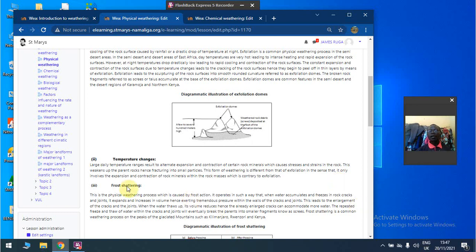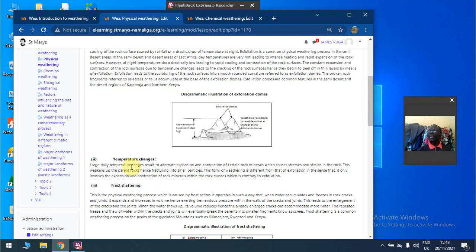The second type of physical weathering is what we call temperature changes. This time around, unlike in exfoliation weathering, these temperature changes affect particular rock grains. When there are hot temperatures, the various rock minerals expand at different rates. And when temperatures become very cold, the rock minerals cool rapidly and contract within the rock masses. So this expansion and contraction of individual rock minerals will bring about a weakening.